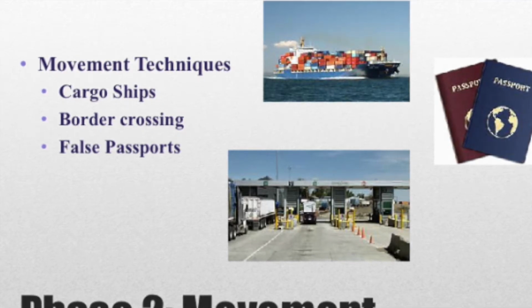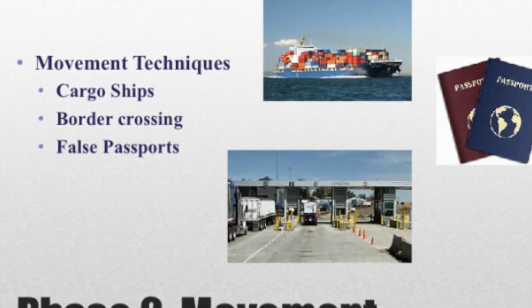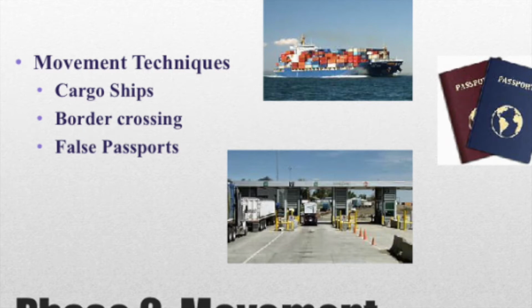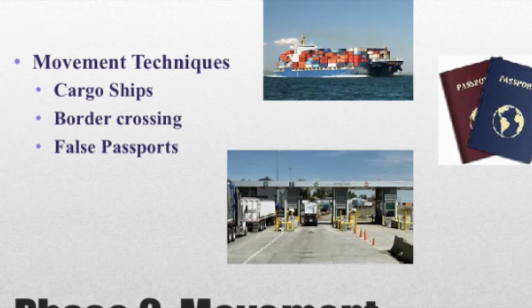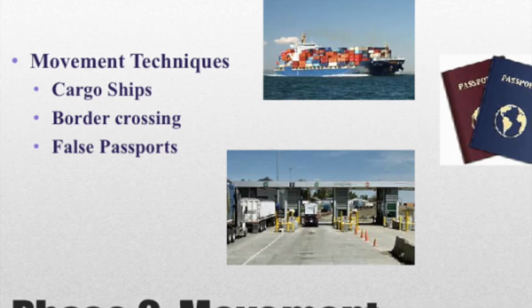Another mode of movement is through border crossings. This is typically used when there are only a few victims to transport and the destination country can be accessed by driving. At border crossings, sex traffickers often bribe the guards to let them pass. The last common mode of movement is through the use of fake passports. In this technique, traffickers acquire fake passports so they can transport their victims to the destination country with ease.